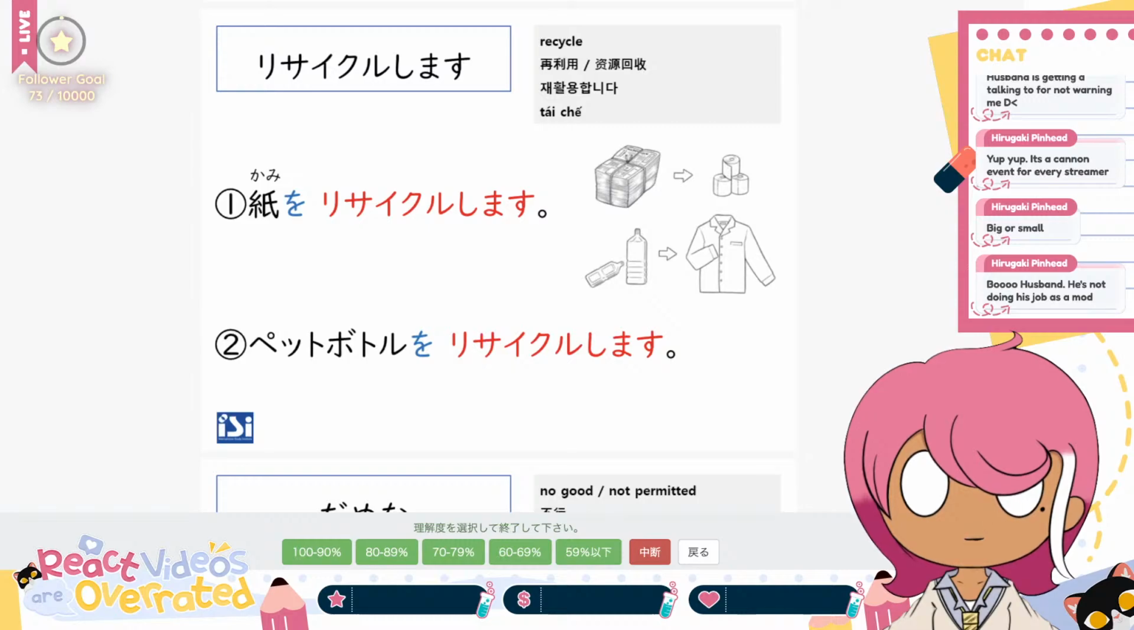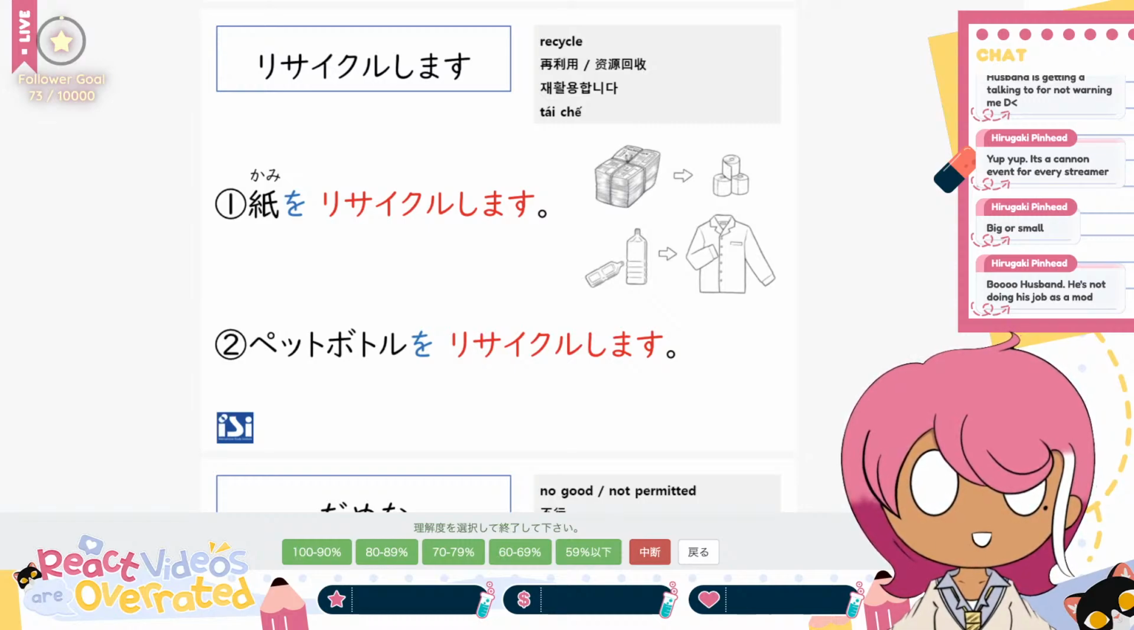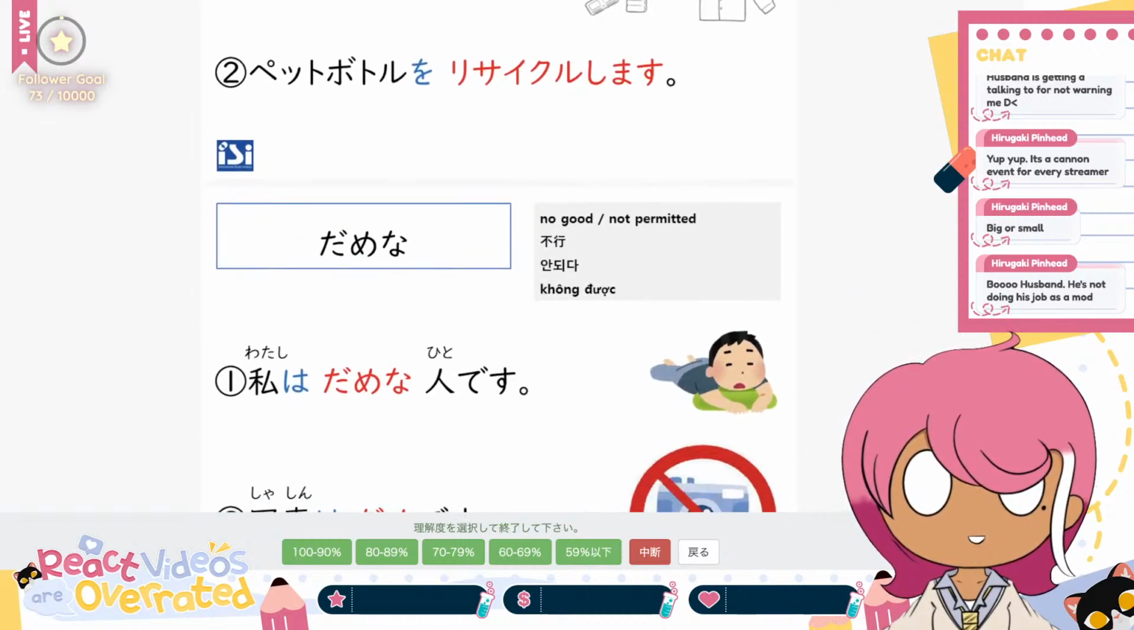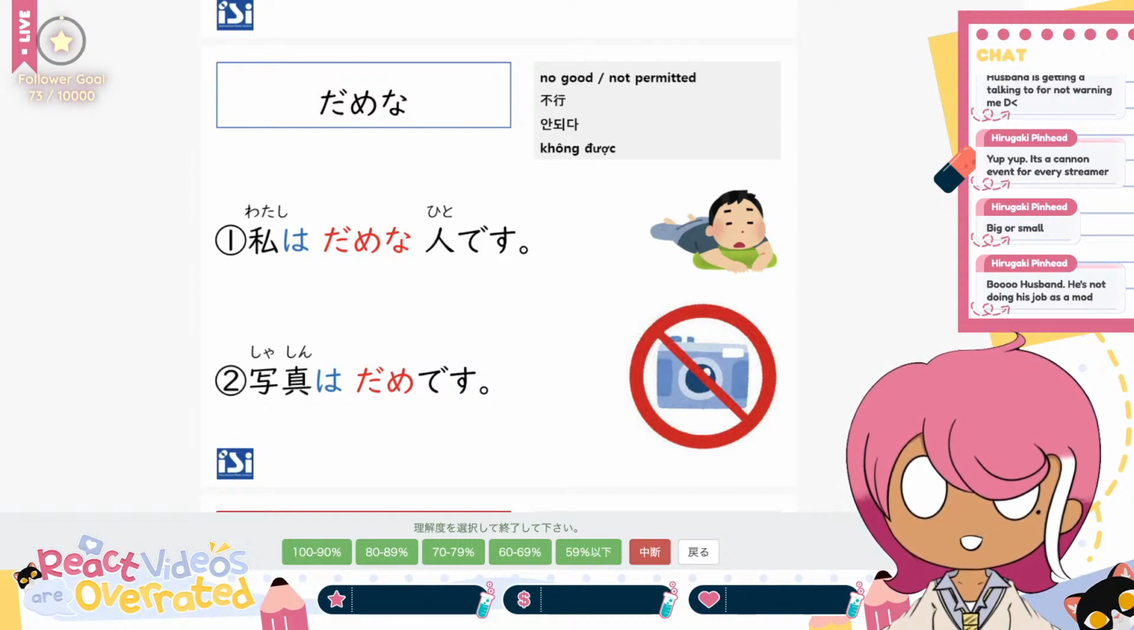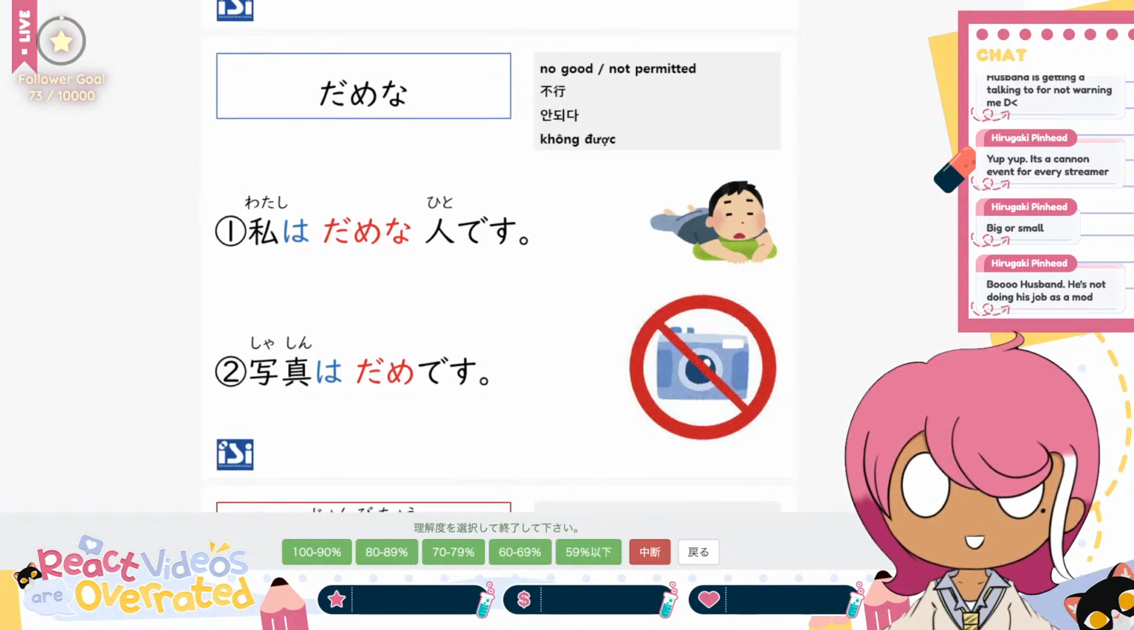リサイクルします, to recycle. 紙をリサイクルします, so recycling paper. ペットボトルをリサイクルします, recycling bottles. ダメな, no good, not permitted. 私はダメな人です, I'm a no good person. 写真はダメです, oh, no taking pictures. Not permitted to take pictures.